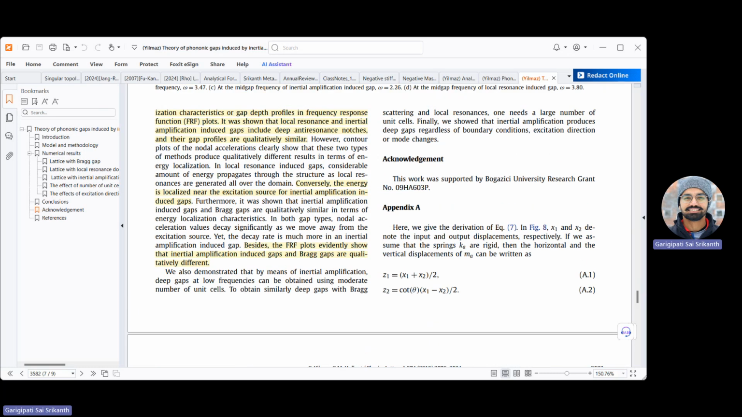So inertial amplification is kind of like Bragg in some way, kind of like local resonance in some way, but it has the advantages of both. Think about it. And further, it is a low frequency band gap. So that is why inertial amplification is introduced at the end of all the other band gaps and all the other systems, because it really hits the sweet spot.